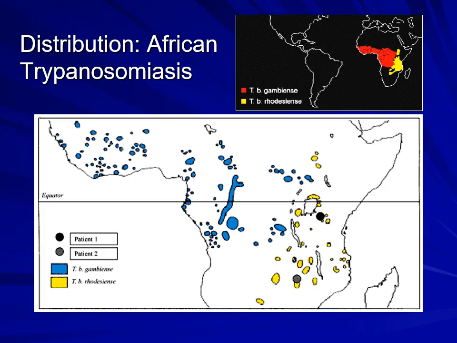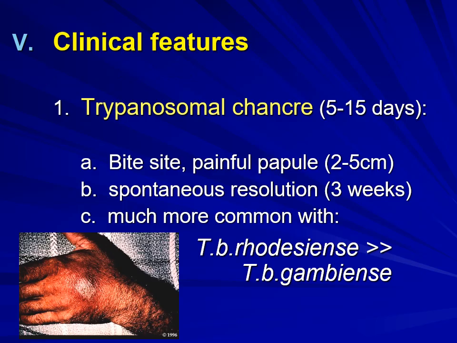Now, this is a much better map and picture, because trypanosomiasis, African trypanosomiasis, is not all over tropical Africa. It is in particular foci, usually in the rural areas. And we have got in the yellow color that you notice here, Trypanosoma brucei rhodesiense, mostly in East and Central Africa. And then in blue color, Trypanosoma brucei gambiense, and this is in Central and West Africa. Okay, so this is the geographic distribution.